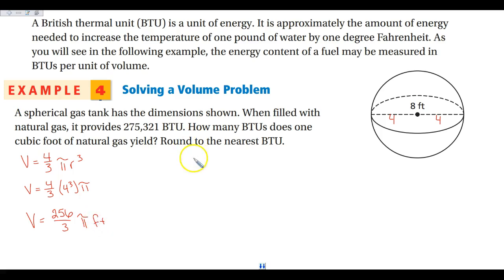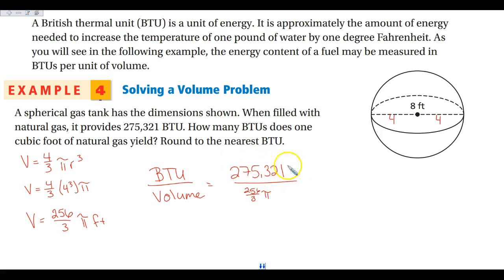So now I know the number of BTUs that I have, and I want to take that and divide it out by the volume. All right, so that's going to be that 275,000 divided by that 256 over 3 pi. Now, again, we leave it like this just so it's fully accurate and you're not worrying about, well, did I round it right or did things get off? It will be correct when you get here. Again, the whole point of these is to maintain accuracy until the final round.